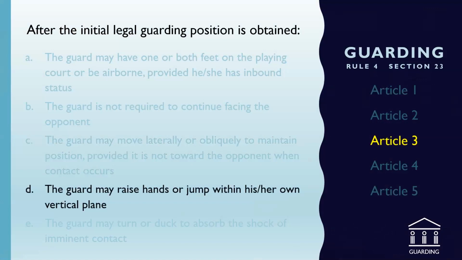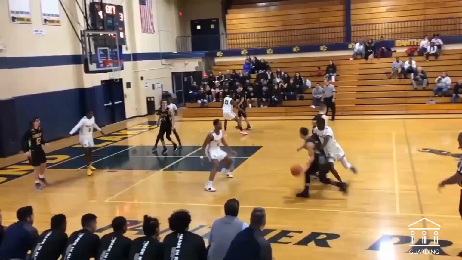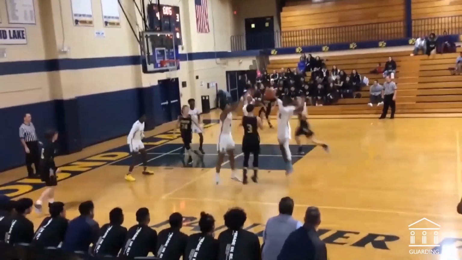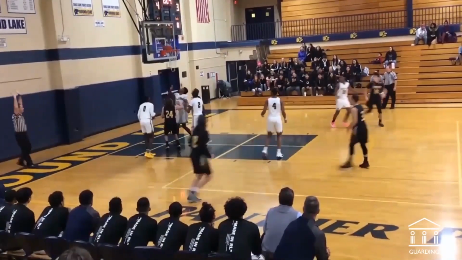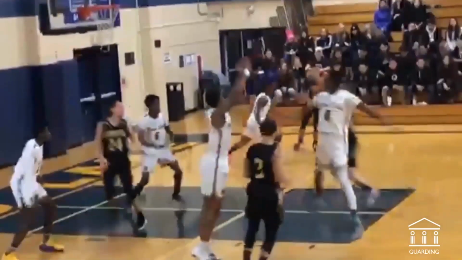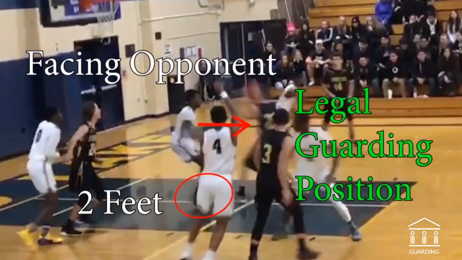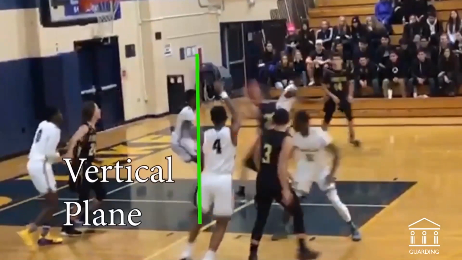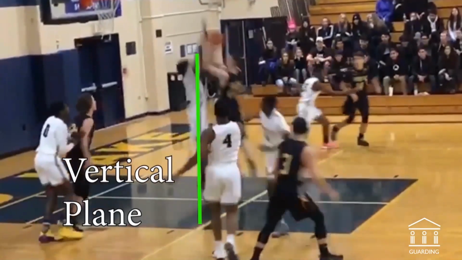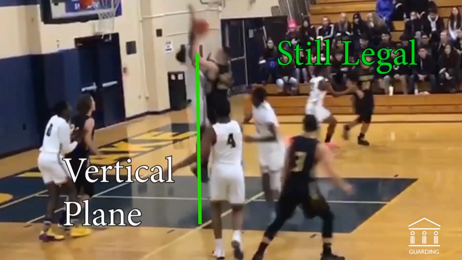Yes. He can jump in his own vertical plane. We all know about verticality, and they kind of talk about it briefly here. He can remain airborne, but as long as he stays within his vertical plane, 2 feet facing opponent means he's got a legal guarding position, and he can jump within his vertical plane, which he does here. So he has still a legal guarding position, even though he is airborne.